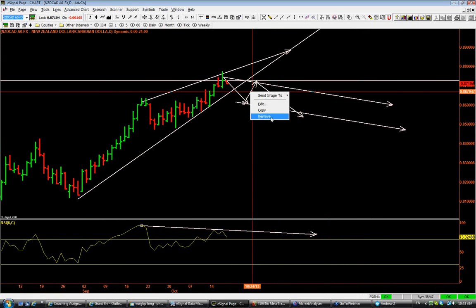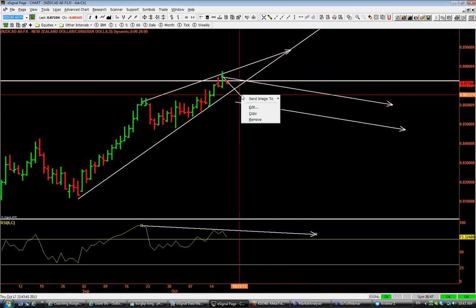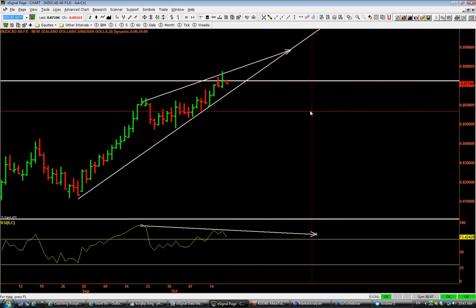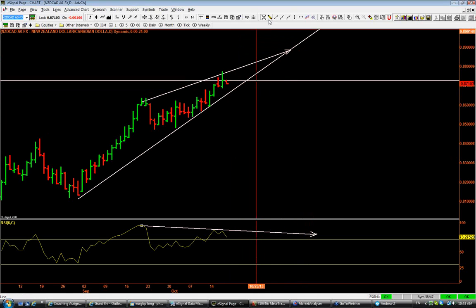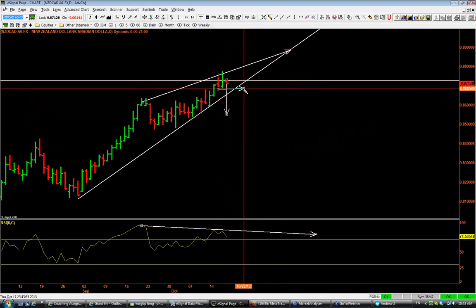But remember, don't be greedy. Just take profit, maybe 20 pips or 30 pips. You need to have a very, very tight stop loss, because you haven't seen any confirmation to go for short. Maybe you just short here.